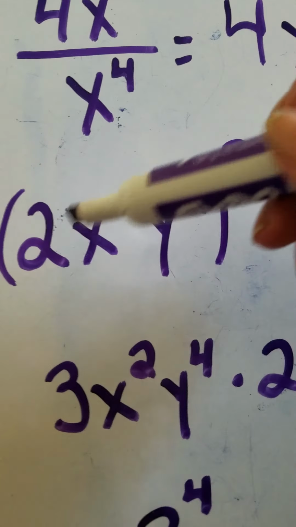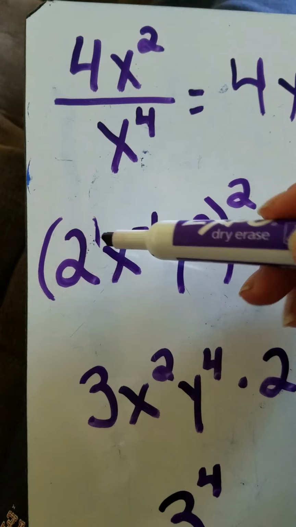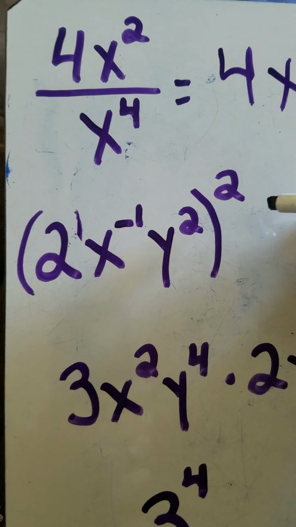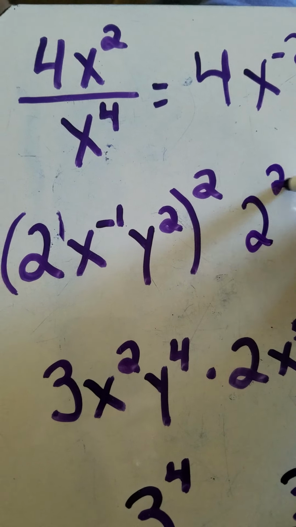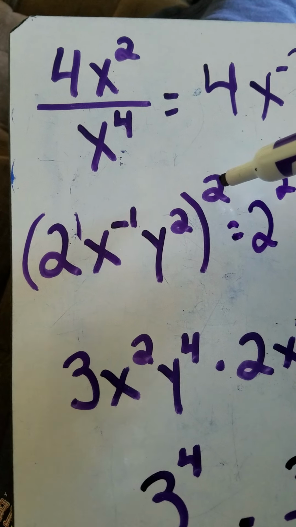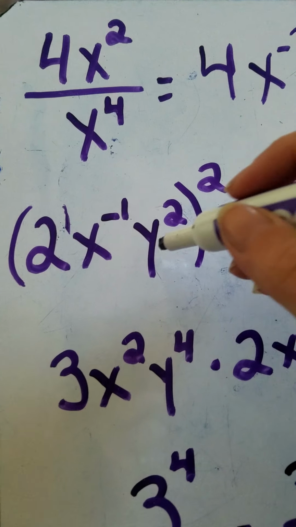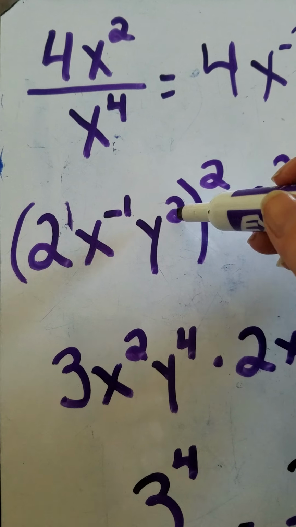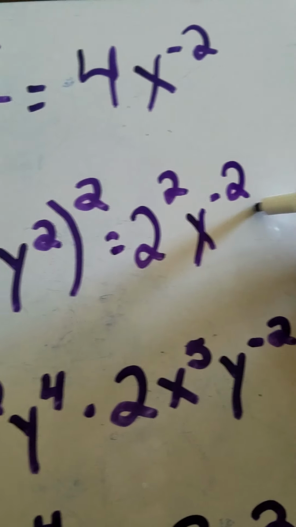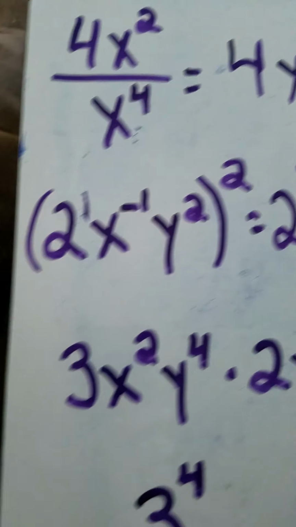This one's the multiplication, so I have a 1 here. 2 to the first to the power of the 2 becomes 2 to the second. And then the negative 1 times the 2 becomes x to the negative 2. Y squared to the 2 becomes y to the fourth. I'm not done as of today's lesson.